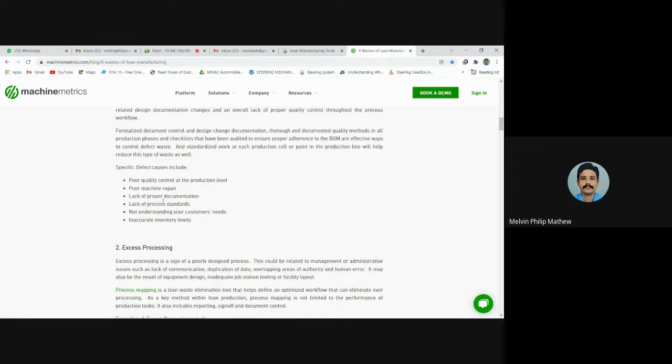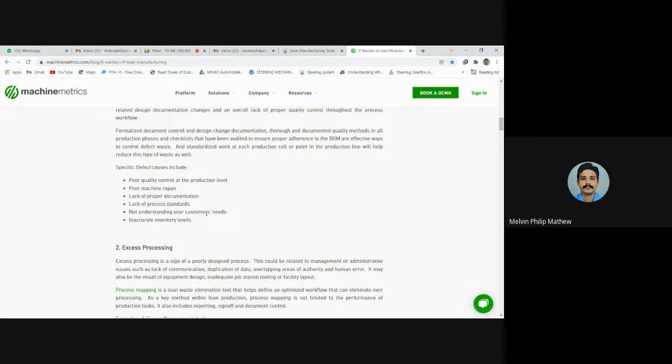Then lack of proper documentation, documentation in the sense of standardization itself. If you don't have a standardized document in your hand, then the personnel will always make defective products. Next, lack of process standards. These two are the same points. Next, not understanding your customers' needs. Customer needs we obtain when we produce a prototype and give it for beta testing.